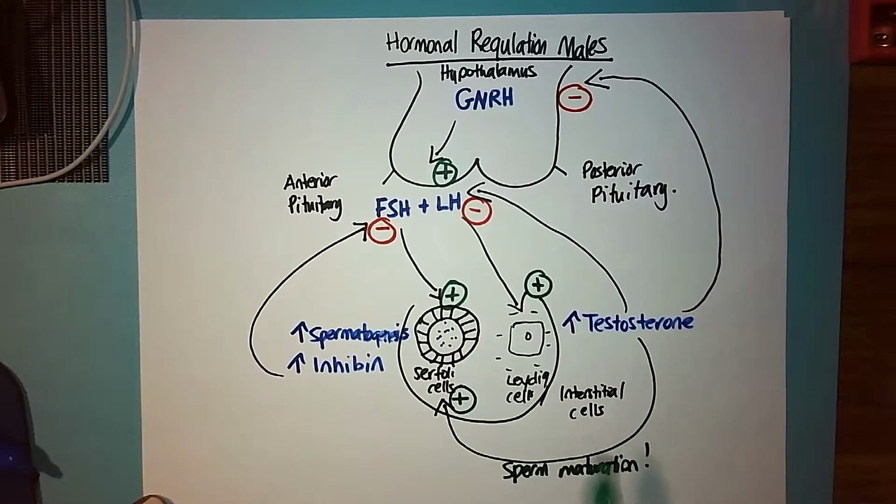Hence the term luteinizing. Luteinizing means to kind of prepare, to nurture, to support, and that is what testosterone is doing. It's helping to support the Sertoli cells in their production of mature, developed sperm. Okay. So let me go over this one more time for clarity.